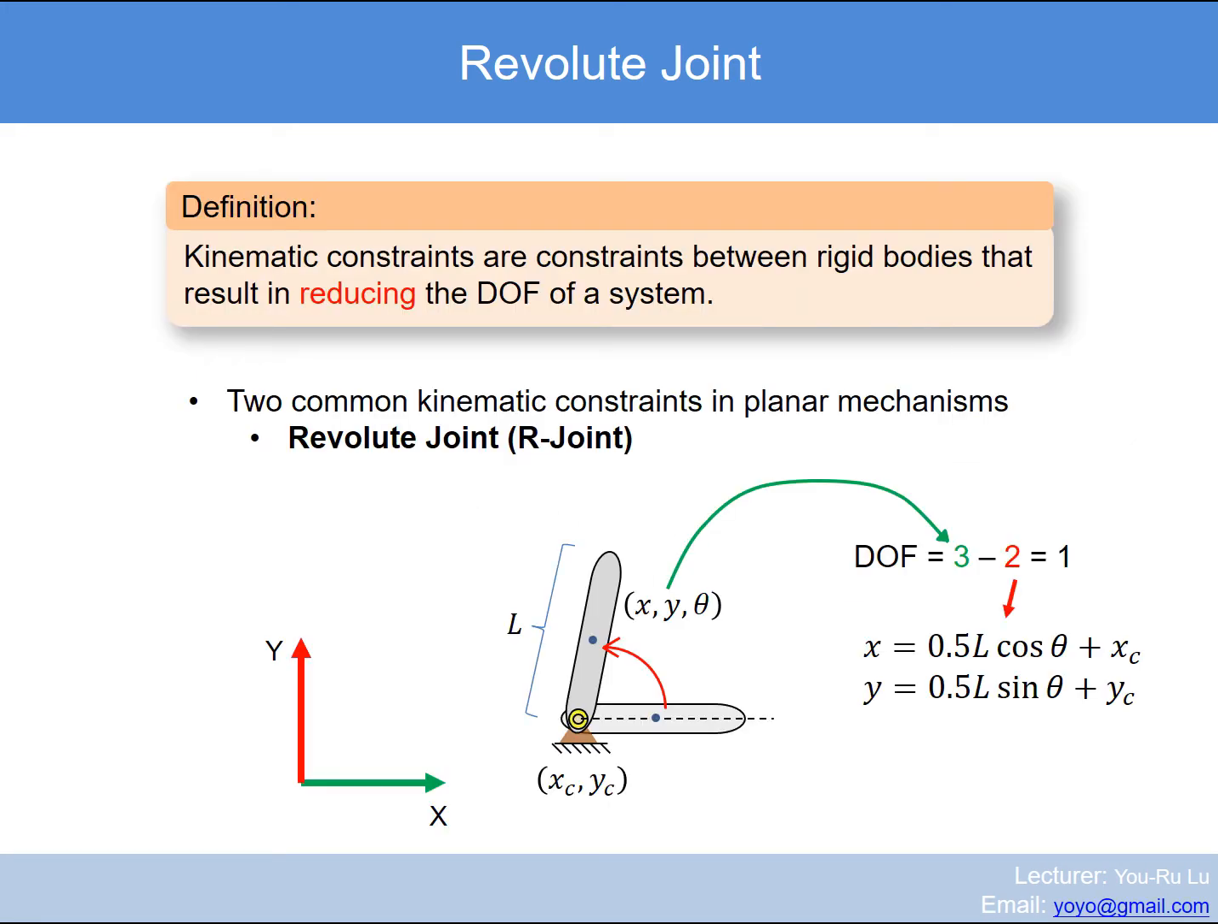Now let's recall the material we mentioned in the first lecture. We learned that the revolute joint will reduce 2 degrees of freedom, which means it will provide 2 constraint equations. So in the following slides, we will teach you how to derive the constraint equations for a revolute joint.